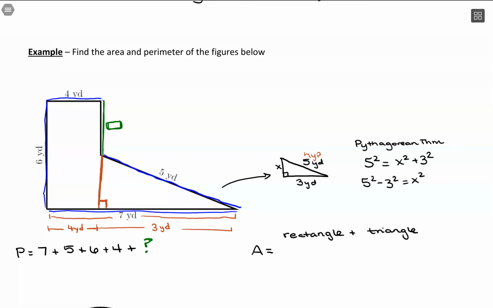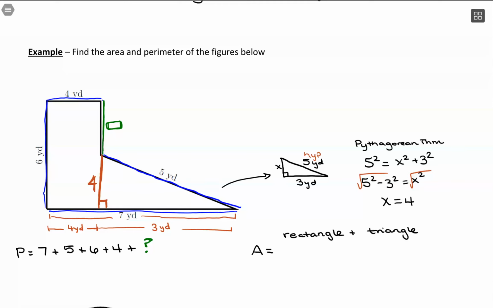Again, simplify this however you need to. Then taking the square root of both sides, that should leave you with a side length of 4. So with that, we found this little piece right here is 4. So we have the side of that triangle there.